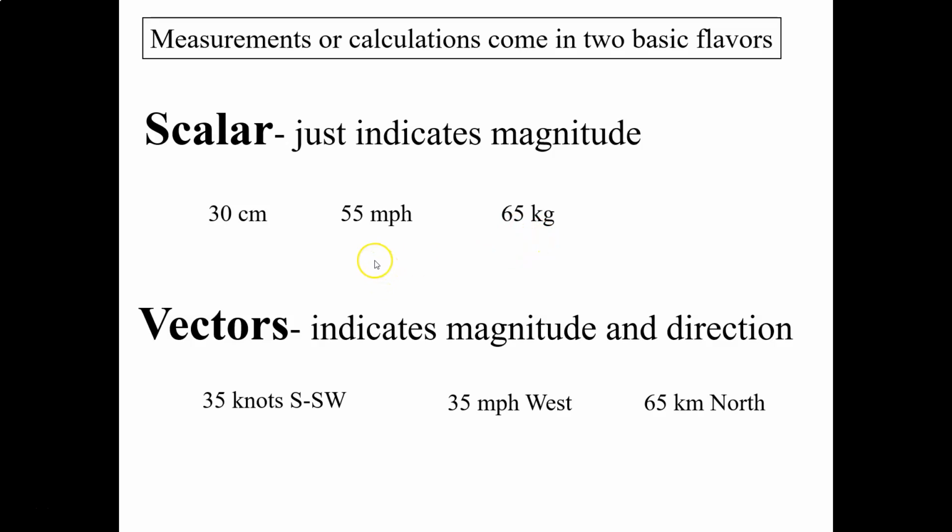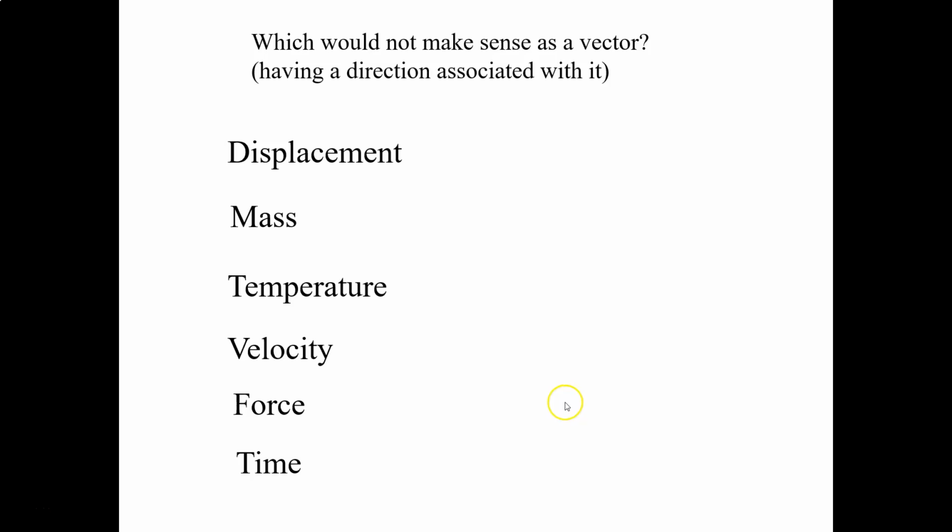A vector is simply a quantity that has that in addition to a direction. So if we were traveling 55 miles per hour, that's a scalar, but if we were to put a direction on it, 55 miles per hour south of west, then it would become a vector. So what kind of things would make sense to have a direction? And that's really the big difference with a vector, it's got a direction.